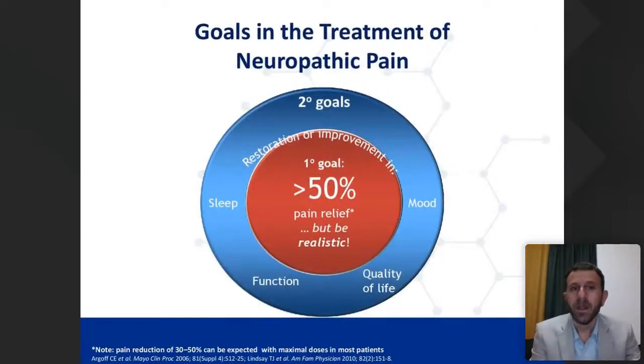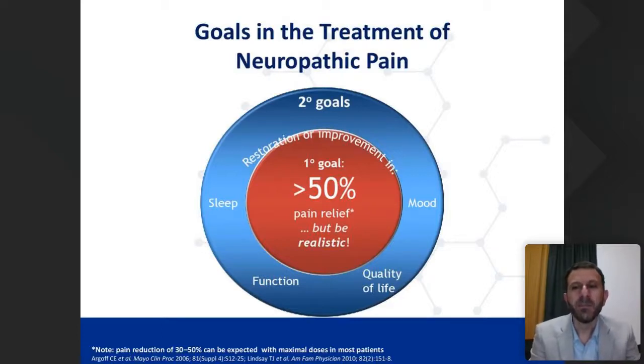The first goal is you want at least 50% reduction in pain. And you have to be realistic. Sometimes patients will come back and say, but I still have pain. And yes, they may have pain, but your question is, is it better? And if it's better, by how much? 50% or greater is a realistic goal. If we get 100%, that's great. But we have to be realistic, and we have to tell our patients to be realistic.